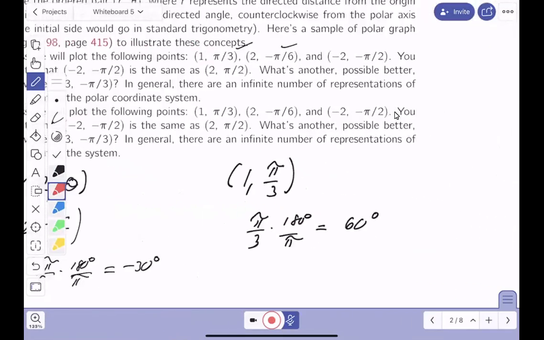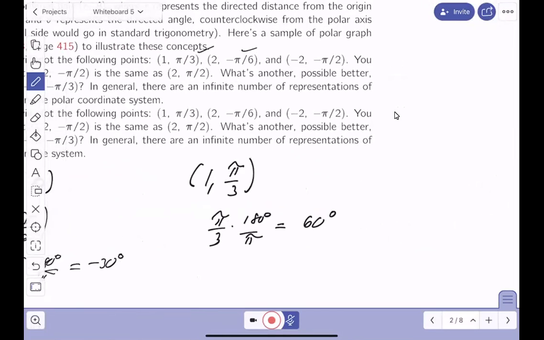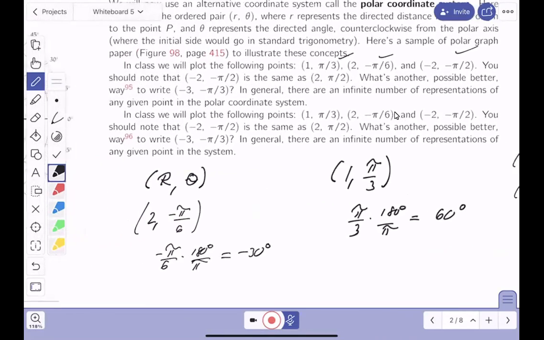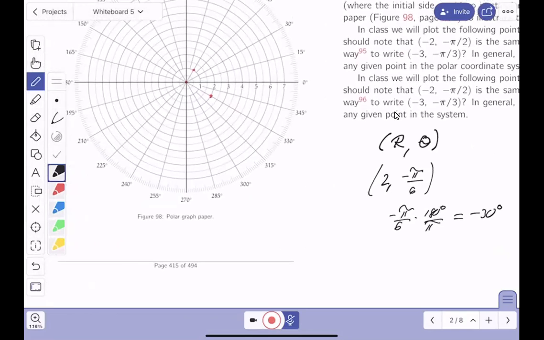What's the next one going to be? Well, let's write it down. It's going to be -2, minus pi over 2. I'll be a little better at this. This is minus 90 degrees. So the question comes, again, I'm doing this point over here. I have to find out where minus 90 degrees is. If I were to do that, that's right over here.